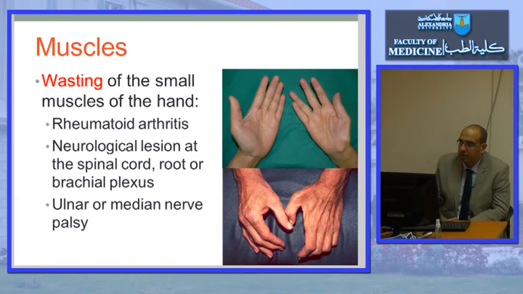Muscles, we should comment on the muscles of the hand, if there is wasting or not. As we see here, there is wasting in that hand. There is wasting here, as you see. So, wasting of the muscles of the hand might be caused by rheumatoid arthritis, neurological diseases at the level of spinal cord root or the brachial plexus, affecting the nerve supply to the muscles of the hand, or if there is ulnar or median nerve lesion, which are supplying the small muscles of the hand. When the nerve supply is lost, there will be wasting of that muscle because it is not used.